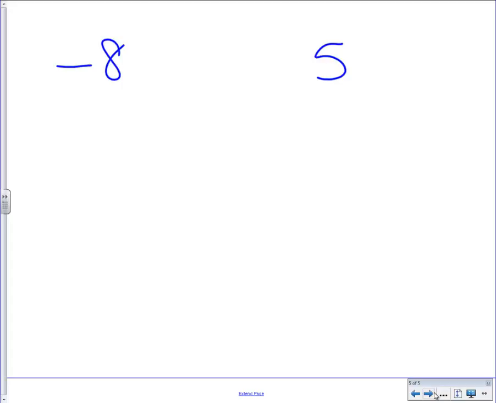Which one would you like to have if we're talking about dollars? I hope that you would say you would like to have the 5. Because having $5 in your hand and owing someone $8, $5 is clearly the better option. If that is not making sense for you, I want you to think of a number line.